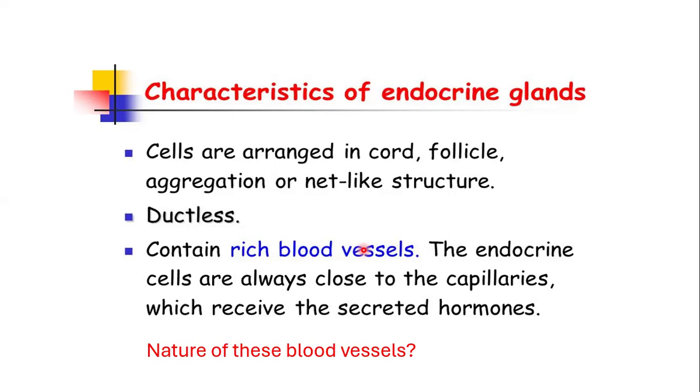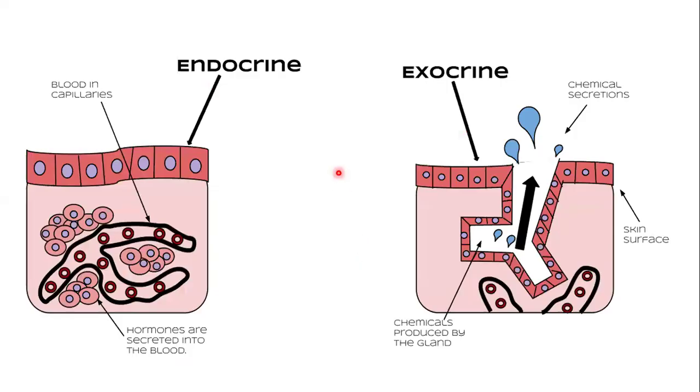Okay, so these are just some basic characteristics of endocrine glands. And then when it comes to the differences between endocrine and exocrine, first of all, the endocrine glands are ductless, no ducts, as compared to the exocrine, which has a ductal system, and we will discuss more about this ductal system. Also, they differ in terms of the nature of secretion. Mostly endocrine glands release hormones, which are secreted into the blood, but the exocrines secrete chemicals, such as enzymes.